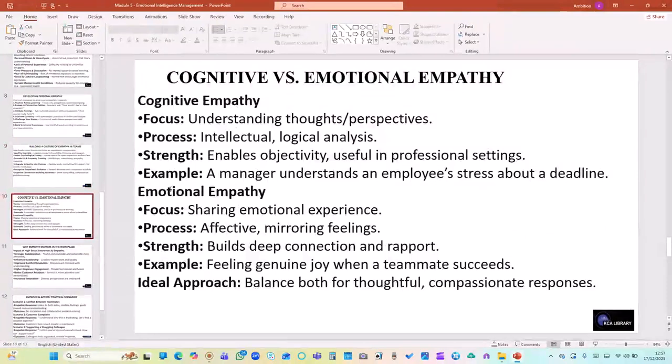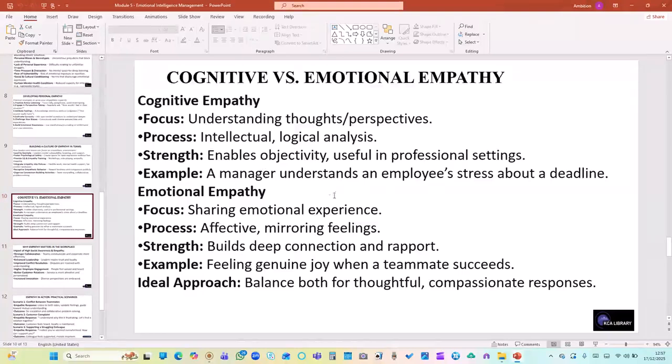Now let us look at cognitive versus emotional empathy. Cognitive empathy focuses on understanding the thoughts and perspective of others. The process involved is intellectual and logical analysis. The strength is that it enables objectivity, useful in professional settings. Example of cognitive empathy: a manager understands an employee's stress about a particular deadline.